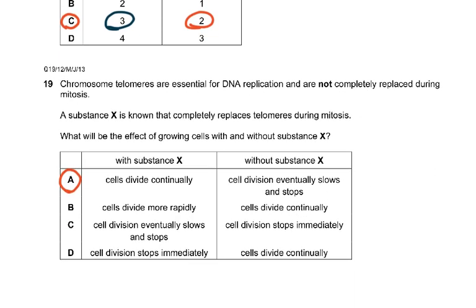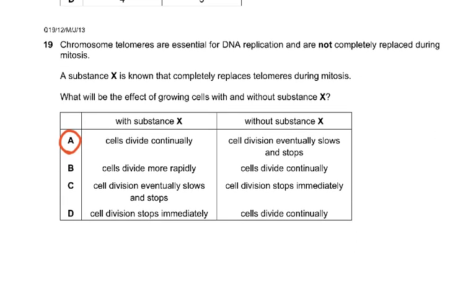Then coming to question number 19. Chromosome telomeres are essential for DNA replication and are not completely replaced during mitosis. A substance X is known that completely replaces telomeres during mitosis. What will be the effect of growing cells with and without substance X? So with substance X, cells divide continuously. Without substance X, cell division eventually slows and stops, because as you lose the telomeres, cell division eventually slows down and stops.